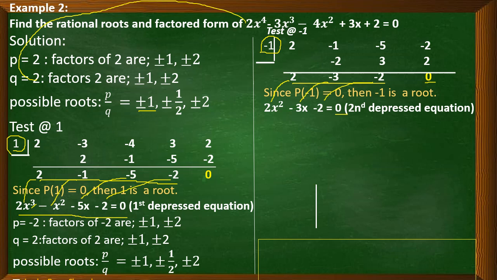Why do we have 2 as our exponent? Because in our first depressed equation, we have already 3. So it follows that the next depressed equation will be less than 1 when it comes to its degree. Okay, if you have observed, we come up now with a quadratic equation. So therefore we have to solve the value of x by using the different methods, but this time we're going to make use of factoring.